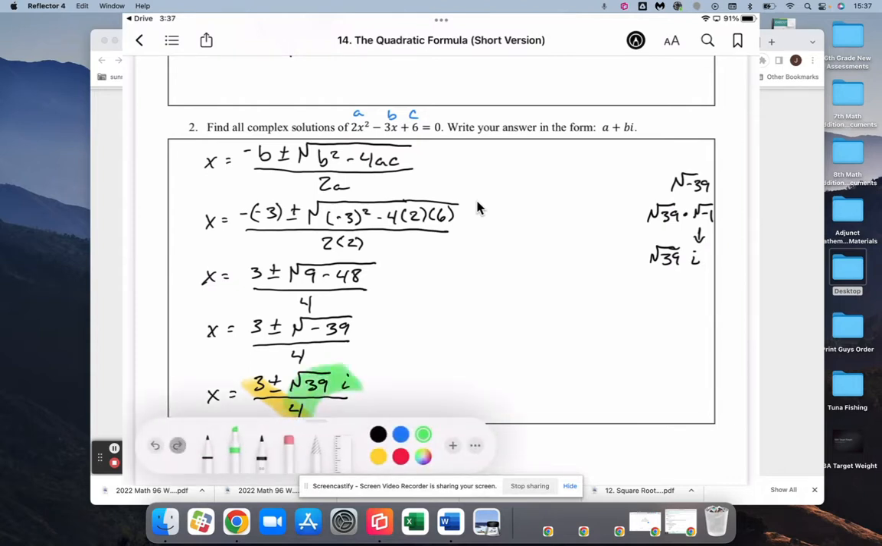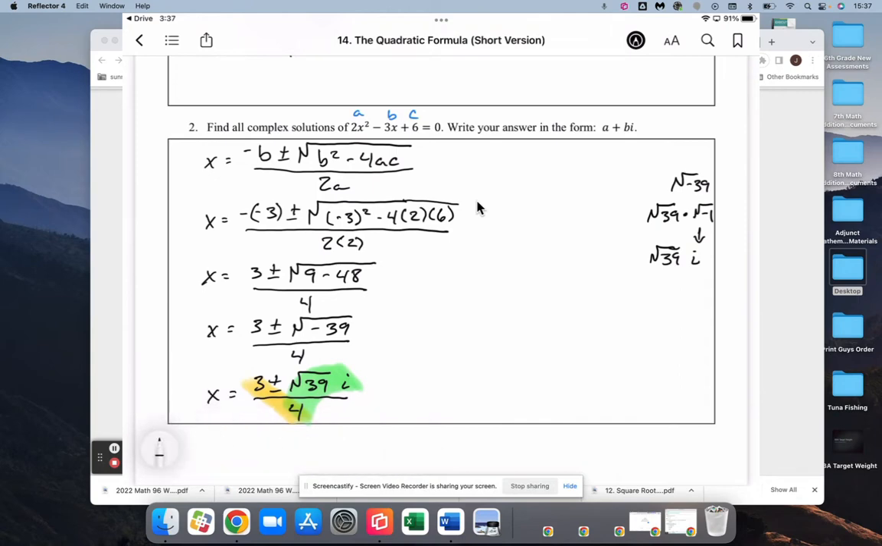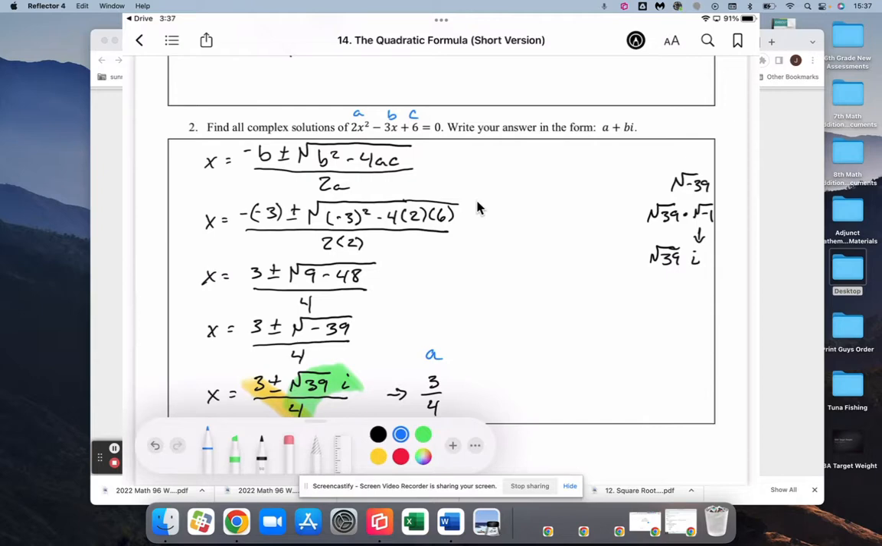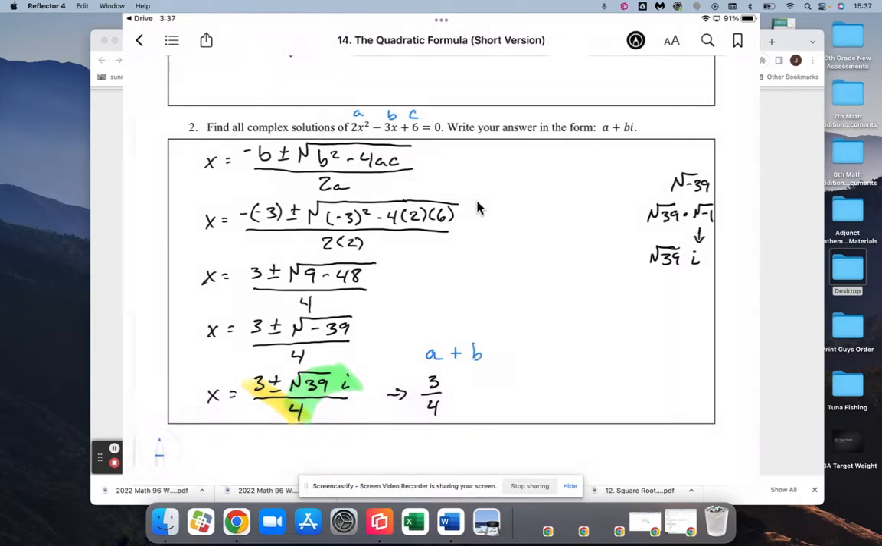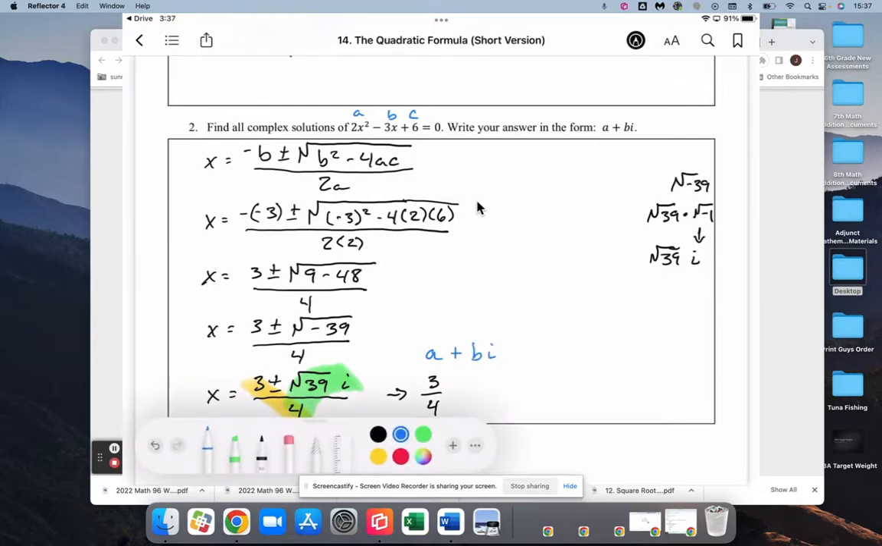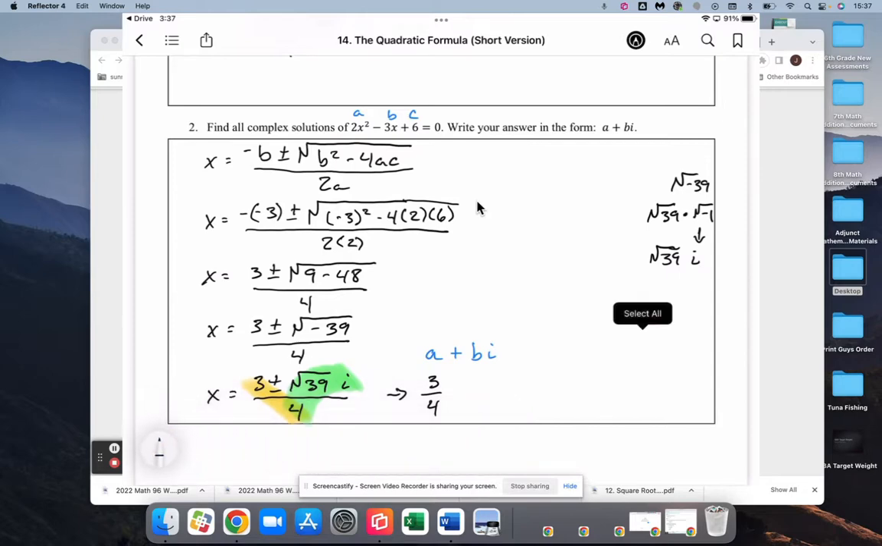And so, what needs to happen is that 3 over 4 is what we will consider our a term. And then the plus bi is going to be that square root of 39 over 4, and then the i gets written there in line with the fraction bar.